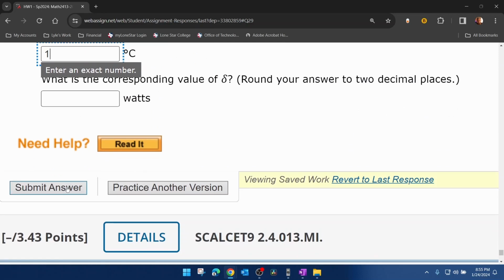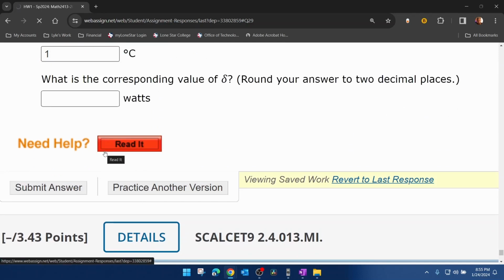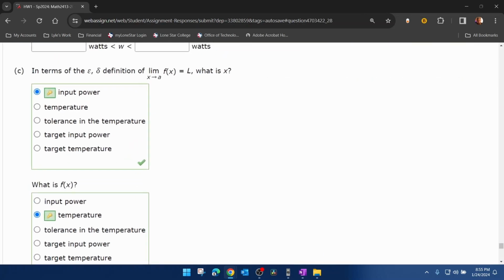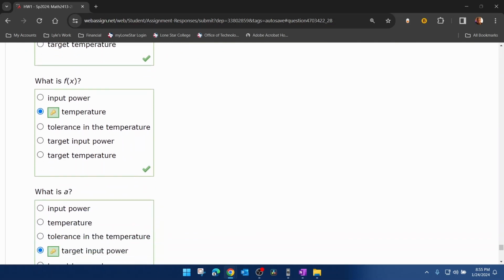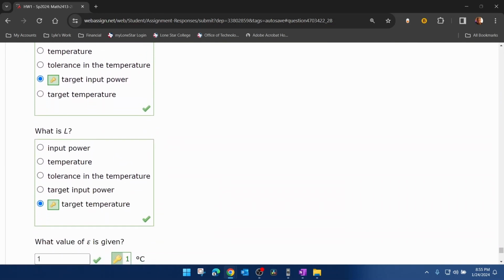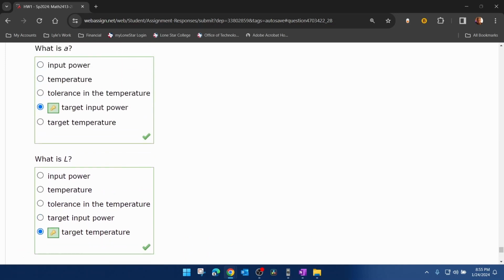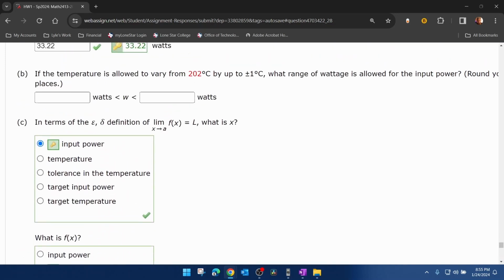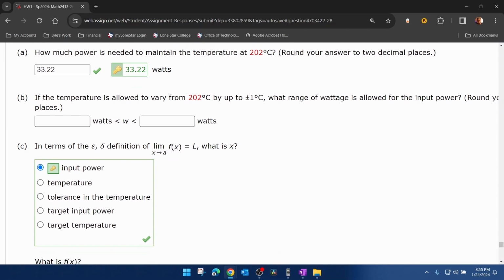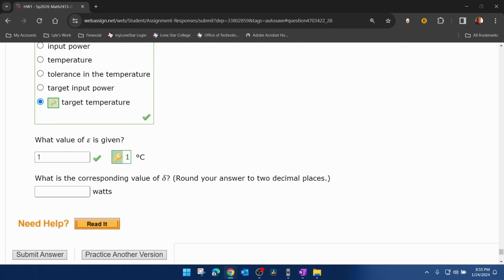Now I'm going to submit those and see if those answers are correct. And then we'll look at solving the other pieces that I didn't address. All right, and if we scroll down, we can see that all of the answers that we just input, including the value of epsilon, those are all correct. And so now we're going to come back and we're going to look at how to answer part A, B, and the corresponding value of delta.